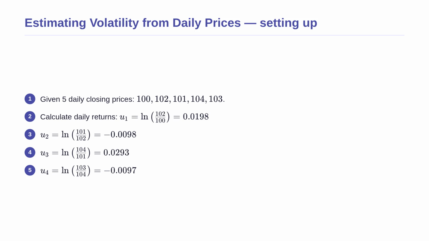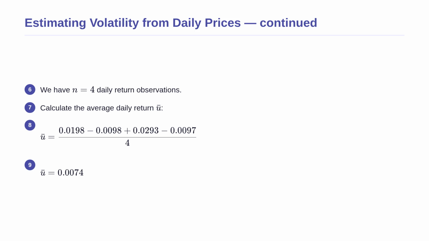Before we move on, let us see this with a concrete example. Suppose we observe a stock's closing prices over 5 consecutive days: 100, 102, 101, 104, and 103. First, we calculate the 4 daily continuously compounded returns. For day 1, we take the natural log of 102 divided by 100, giving 0.0198. We repeat this for the remaining days. Notice that when the price drops, like on day 2, the return is negative.